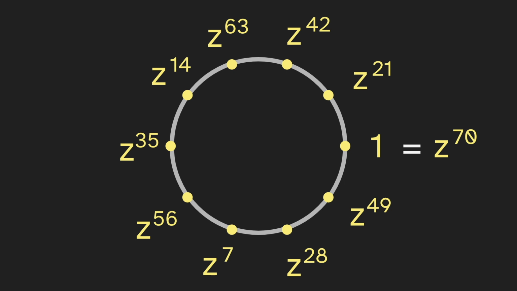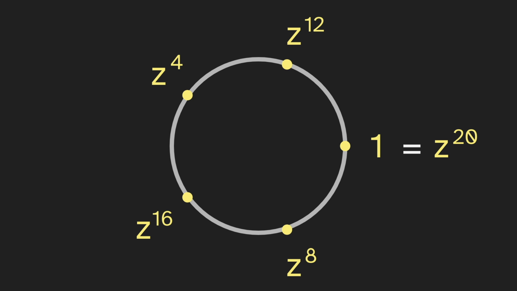But this doesn't always work. Let's take, for example, z to the 4th. Multiplying again, we get z to the 8th, and then to the 12th, and then to the 16th. But then we arrive back at 1 with z to the 20. So we only got half of the points. All of the odd powers of z were missed. So z to the 4th doesn't behave very nicely, at least not in the way that we would like.